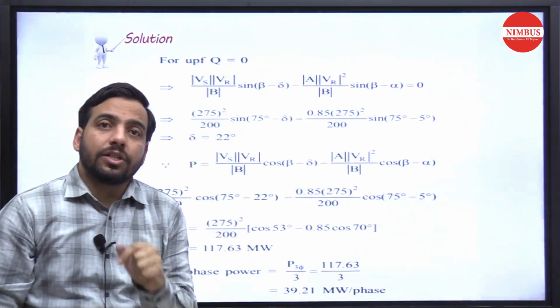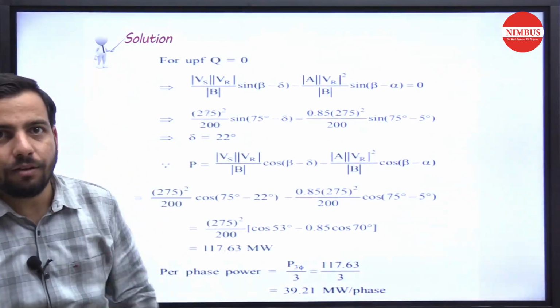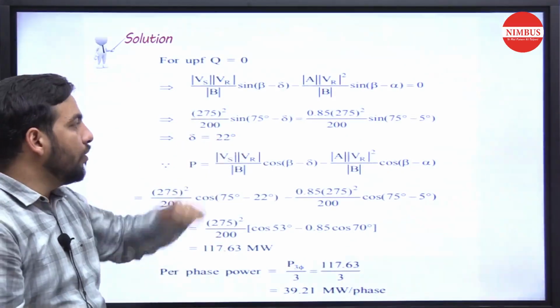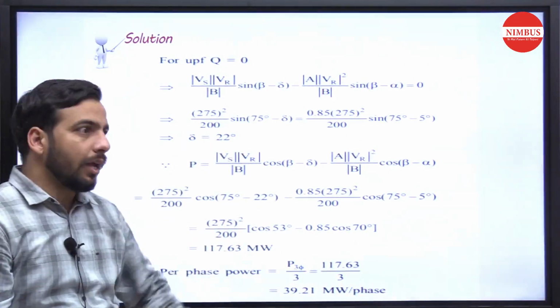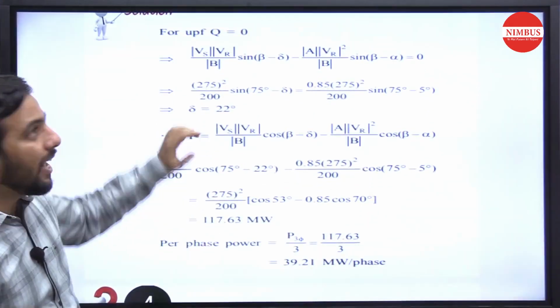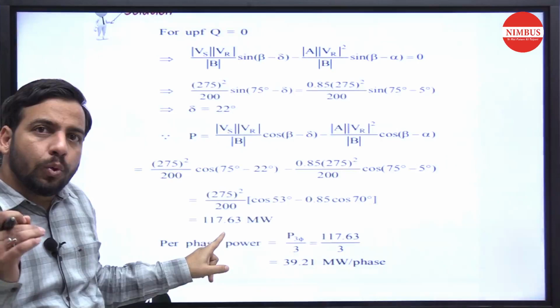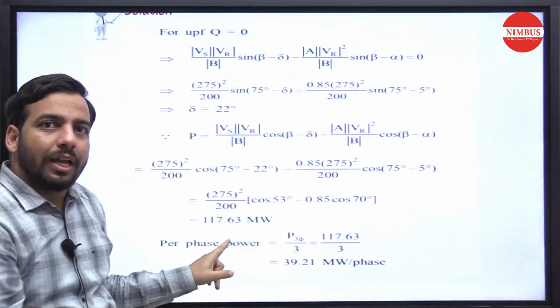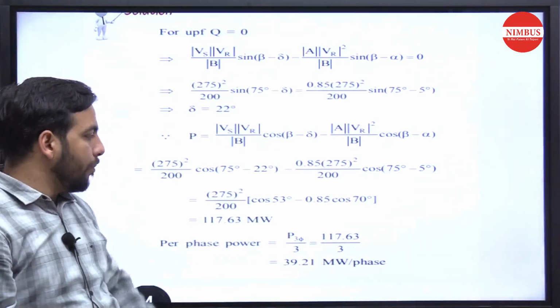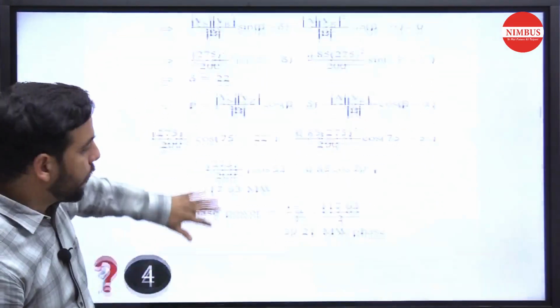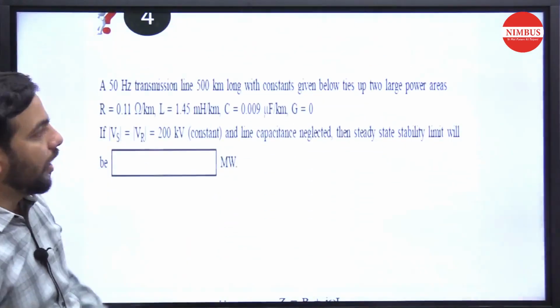Then the first condition is generally given to calculate the value of del. When you calculate del, you put the value of del in the formula of the next, that is P. As Q is 0, when you calculate P, you have asked in the question for per phase power. This is the total power, so you have to divide it by 3. This is the per phase power. Next question, again the same.